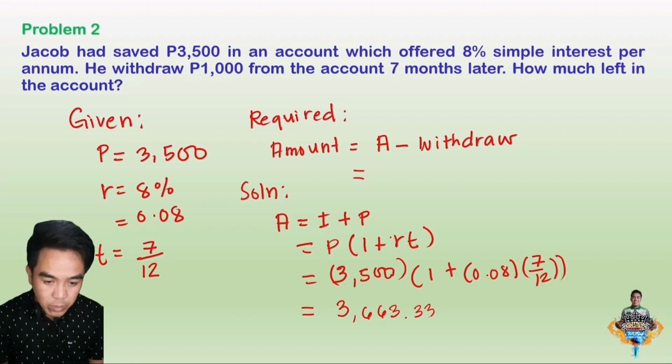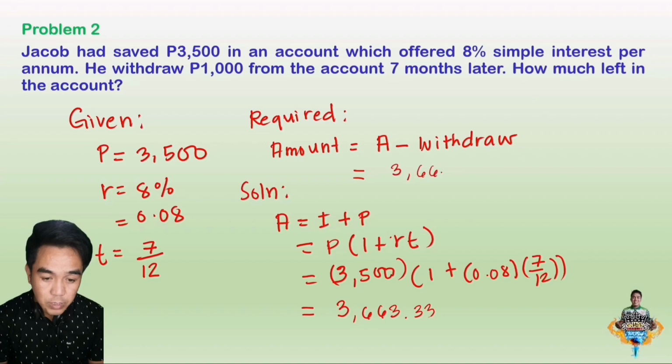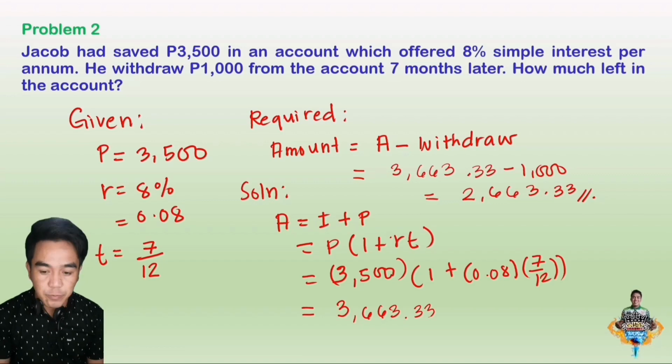Therefore, the amount left, the expected amount that Jacob will have after withdrawing 1,000 after 7 months, must be 3,663.33 minus 1,000. The answer is 2,663.33. Final answer. Let's proceed with problem number 3.